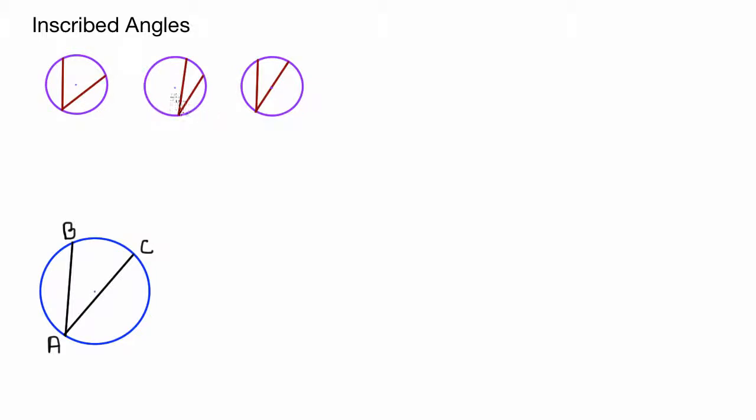The second way is that the center of the circle is on the outside of the angle. So here's your inscribed angle, and there's your center of the circle. And then the third way to inscribe an angle in a circle is to have the center of the circle be on one of the sides of the angle.